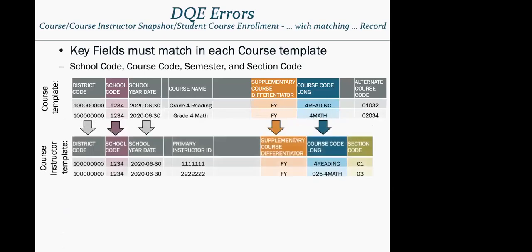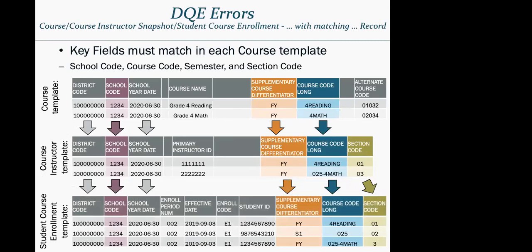And here's just some examples of how things could look different. Up here, we've got 4 math. Here we've got 025-4 math. All right. Like I said, I don't want to spend too much time on this because we have a lot to go over, but you can see there that all those things need to match. And in the course file, one thing to know is that luckily the state code, the alternate course code, is not a key field. So you can change that if you discover you have put something in there that's not correct.